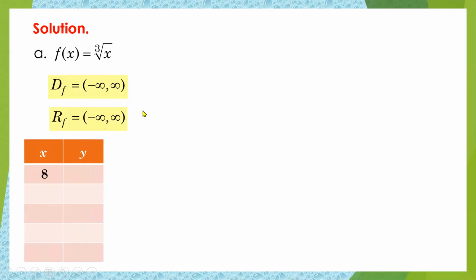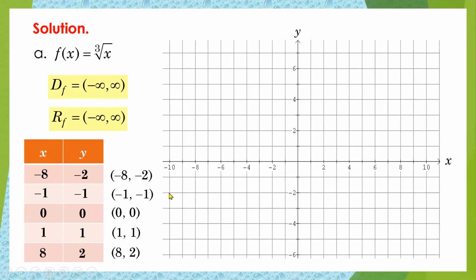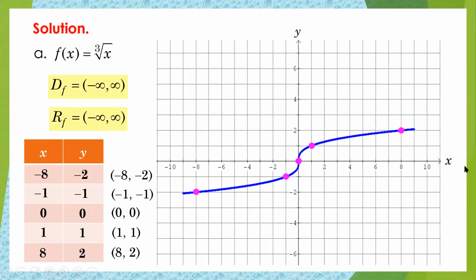So let's start with negative 8. You get negative 2. Cube root of negative 8 is negative 2. Getting this point, and so on. Plotting these points, we get the graph. Then let's trace smoothly. That's it. Okay?